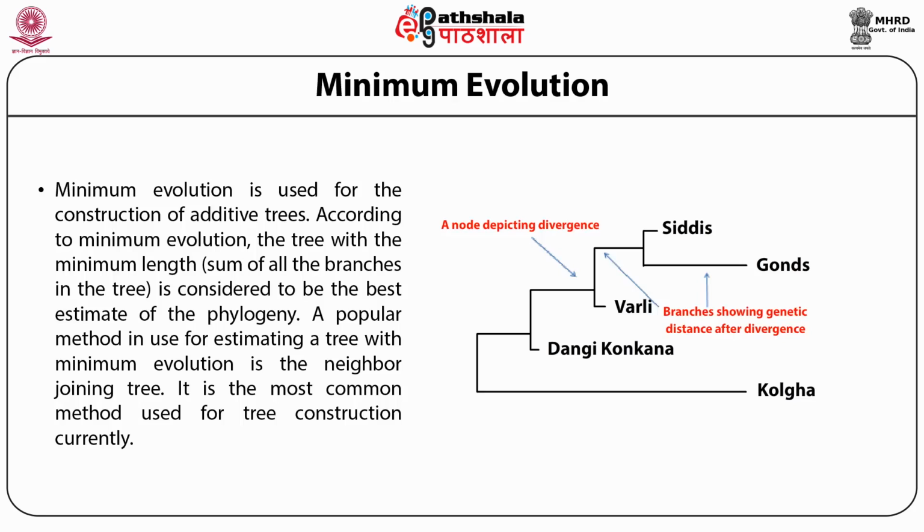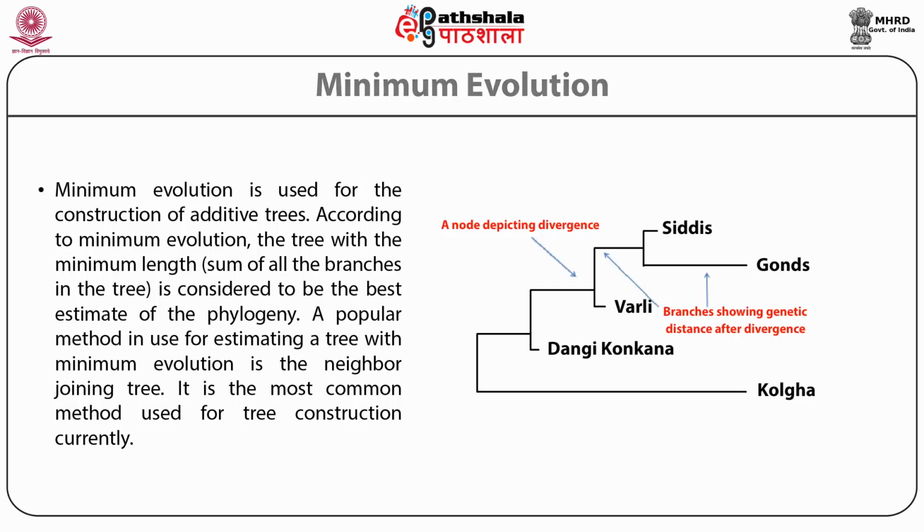As you see in the figure, the neighbor joining tree shows the genetic relatedness between five Indian tribes, that is Siddhis, Gonds, Varli, Dangi Konkan and Kolkha at the DRD2 gene. In this tree, Siddhi and Gonds are most closely spaced in comparison to Siddhis and Varli. This is suggestive of genetic closeness of Siddhis and Gonds. A node depicts point of divergence and can be considered to be a hypothetical ancestor.